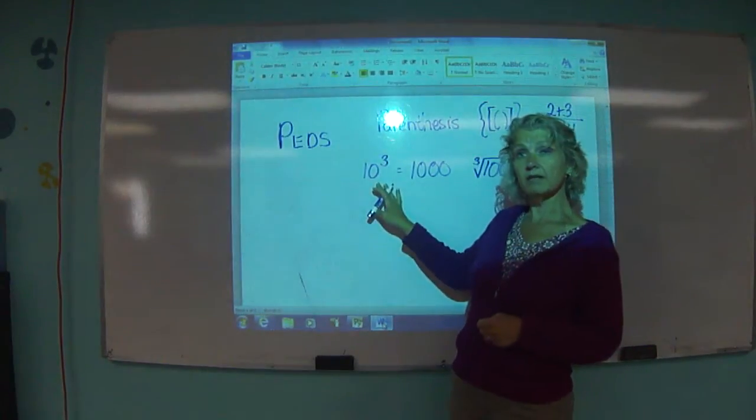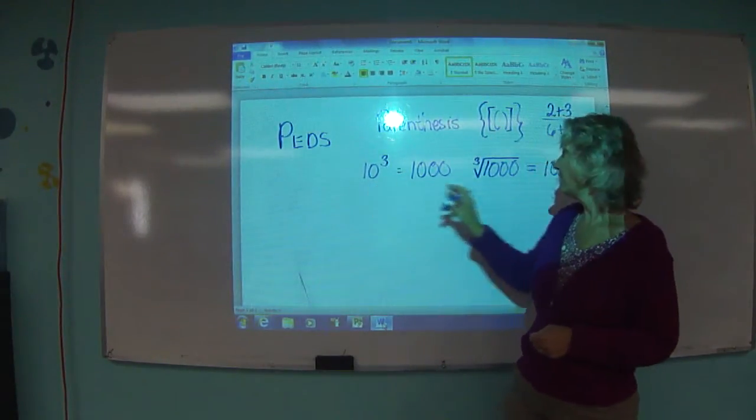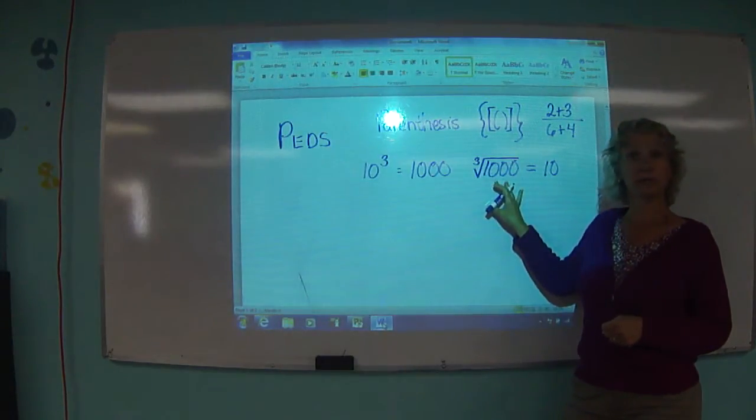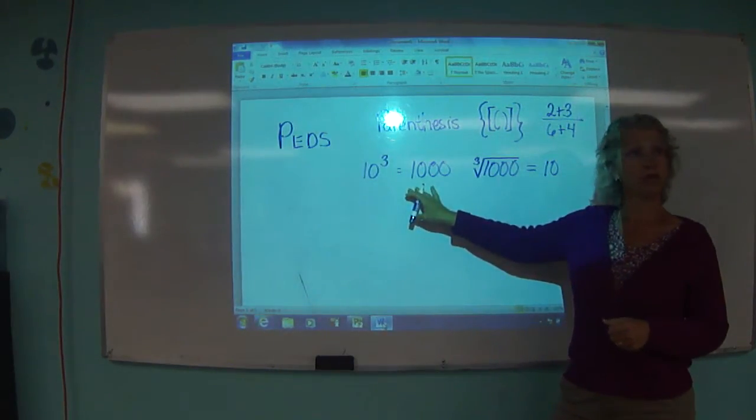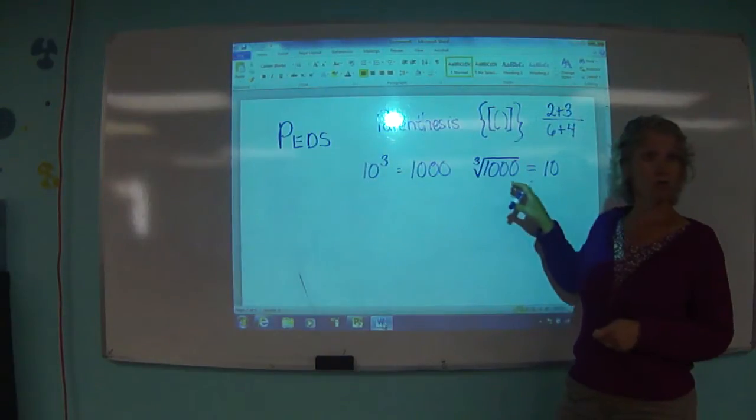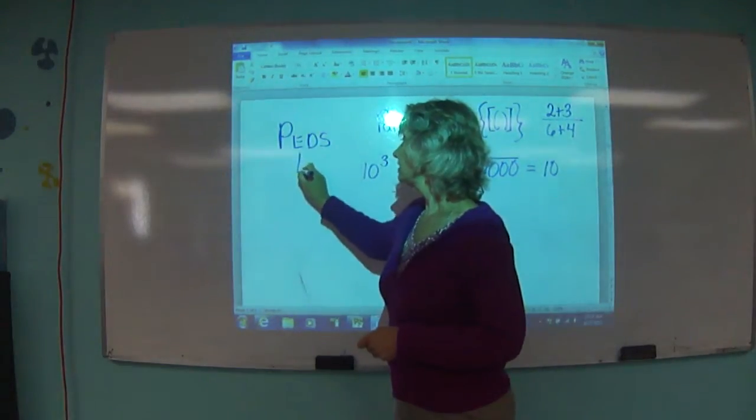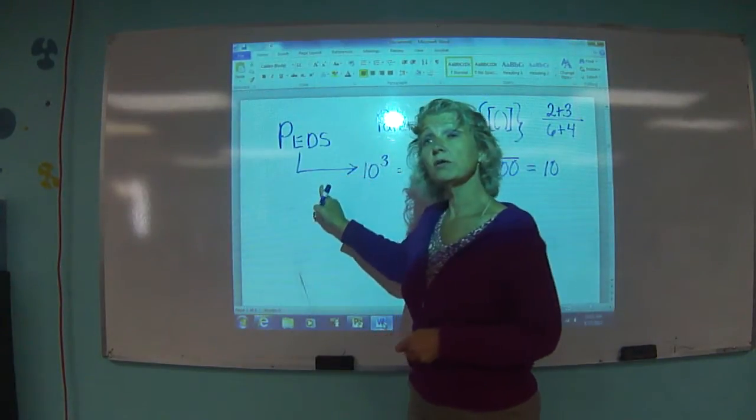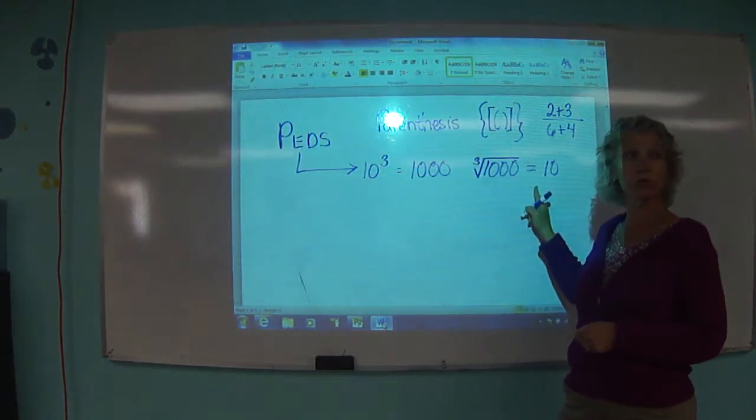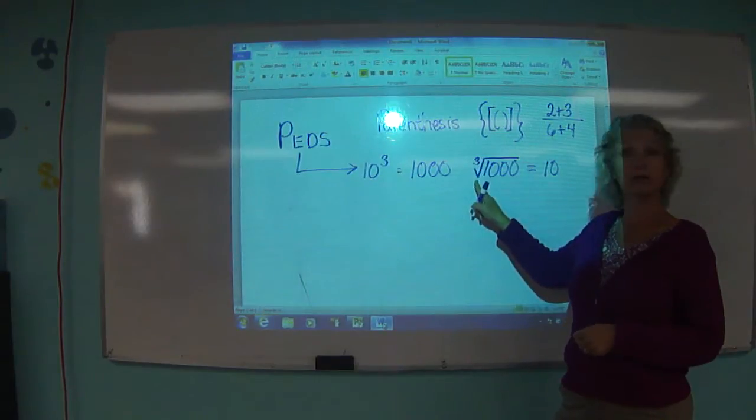So this happens. To undo it, you have to take a root. So the inverse operation of exponents are roots. So that's what the E stands for. Exponents and its inverse, roots and radicals. This is a radical sign.